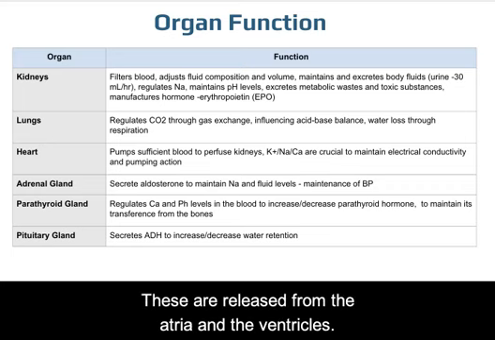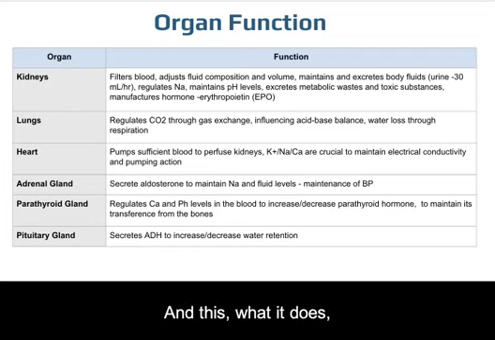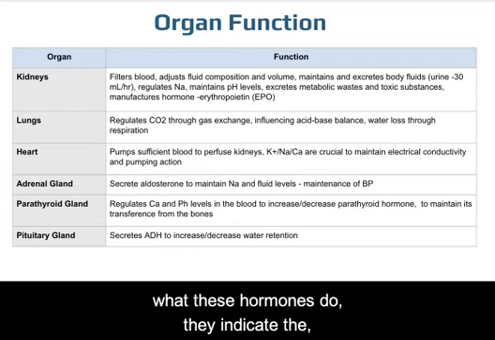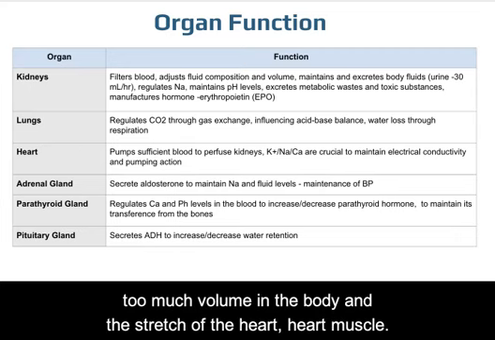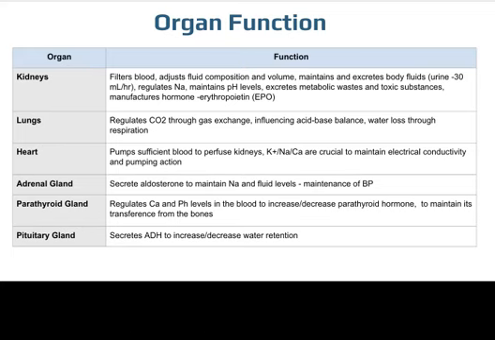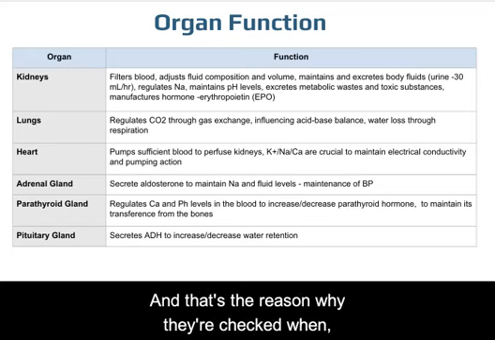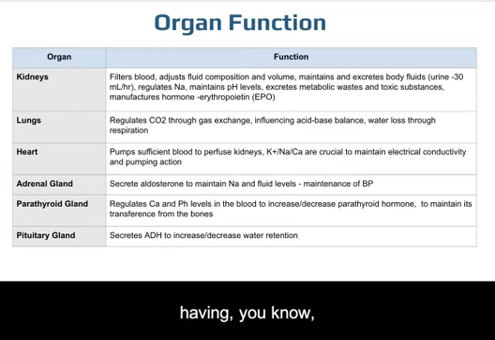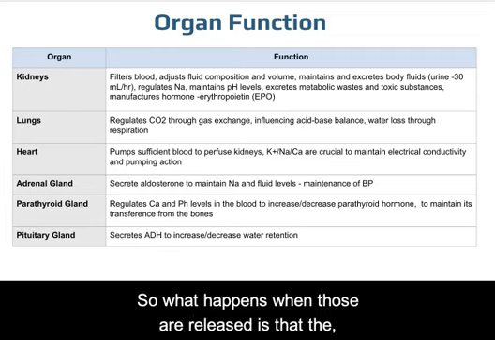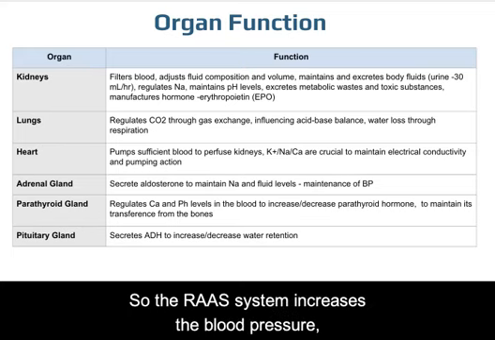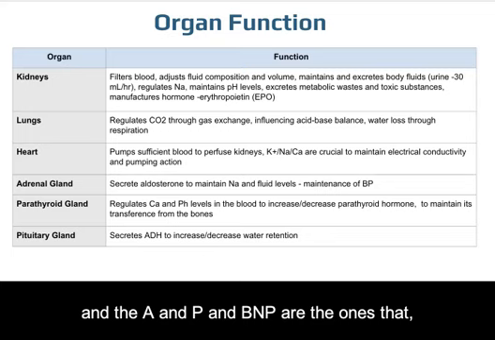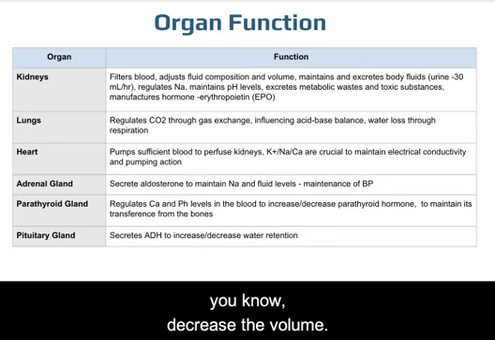These are released from the atria and the ventricles, and what these hormones do is indicate hypervolemia, too much volume in the body, and the stretch of the heart muscle. That's the reason why they're checked when patients are suspected of having a heart attack. What happens when those are released is that it causes vasodilation and helps the blood pressure to decrease. So the RAS system increases the blood pressure, and the ANP and BNP are the ones that decrease the volume.